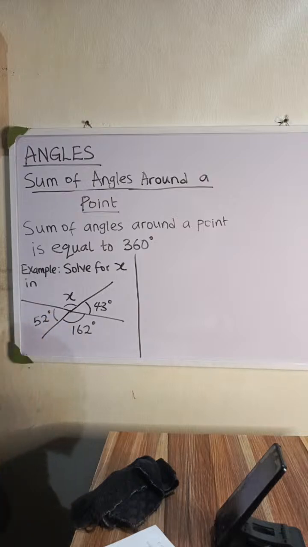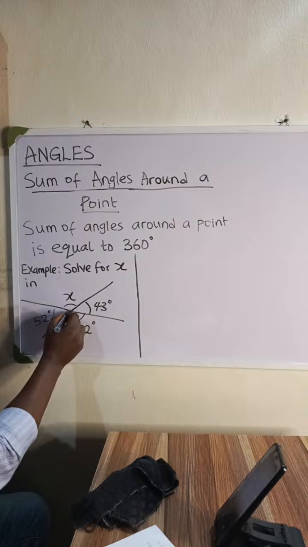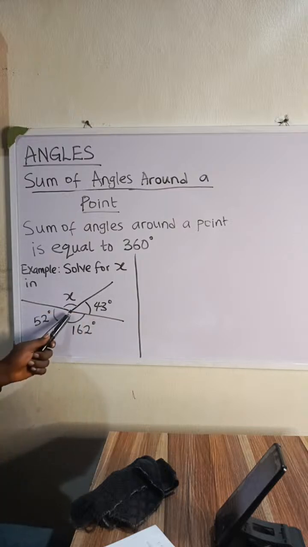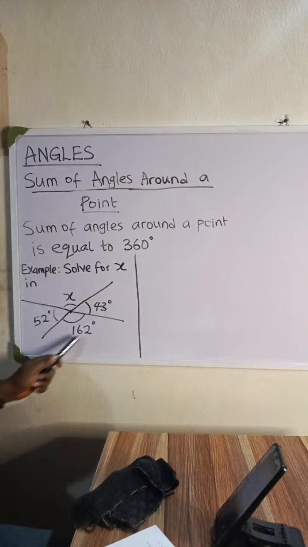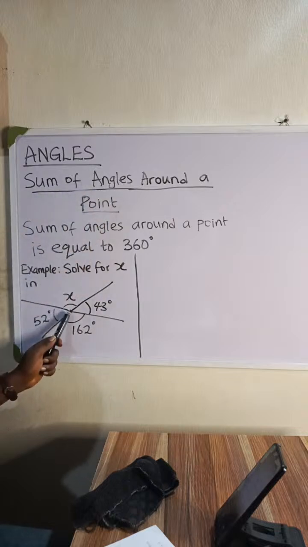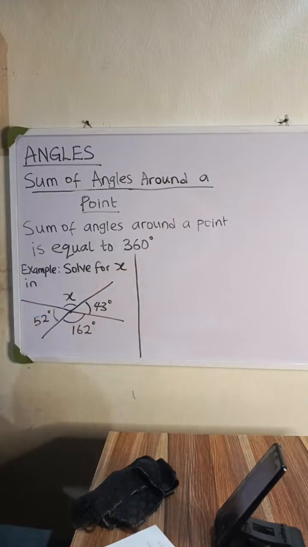Okay. So if you have a diagram like this, all these angles are around this point. Therefore, we can apply sum of angles around a point. And we have seen that the sum of angles around a point is equal to 360 degrees. So when you add all the angles around a point, you're going to get 360 degrees.